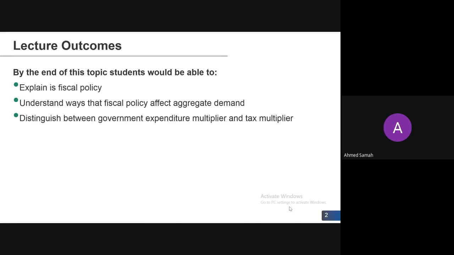and distinguish between the government expenditure multiplier and the tax multiplier, and also understand some things about the government budget as well. In addition to this, you should be able to understand how fiscal policy actually affects the supply side, or the aggregate supply, directly as well.